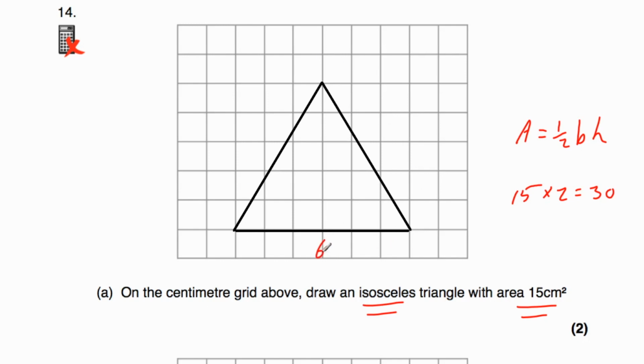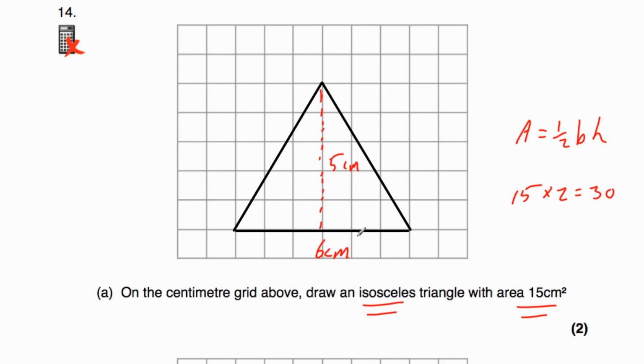It's got a base of 6 centimetres. It's got a height of 5 centimetres. So if we go up from the middle of the base up to the top, it's got a height of 5 centimetres. It's isosceles because it's got that line of symmetry down the middle, and we know that the left-hand side would have the same length as the right-hand side. And whenever we do 6 times 5, that's equal to 30. And then if we half it, we get an area of 15 centimetres squared.